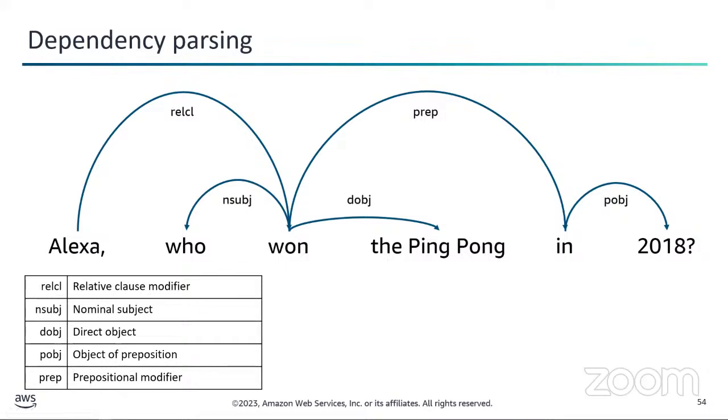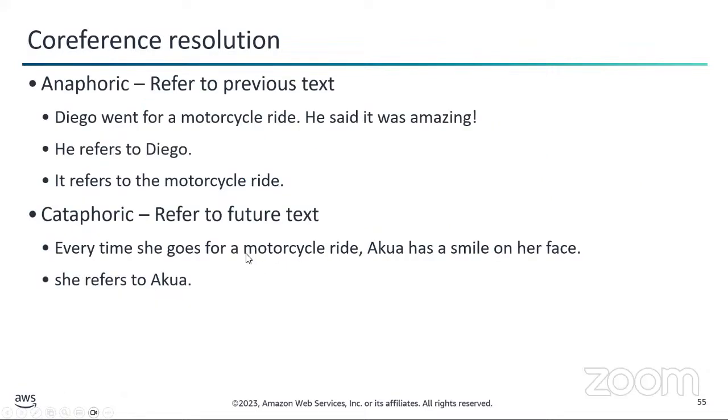Alexa deduces that the who must be a table tennis or ping pong team based on the object. What is the object? The ping pong. Okay, and then the verb is won. So this is how the NLP parsing will try to understand it. So relative clause modifier, nominal subject, direct object, object of preposition, and prepositional modifier. So this is how it has to parse this sentence.